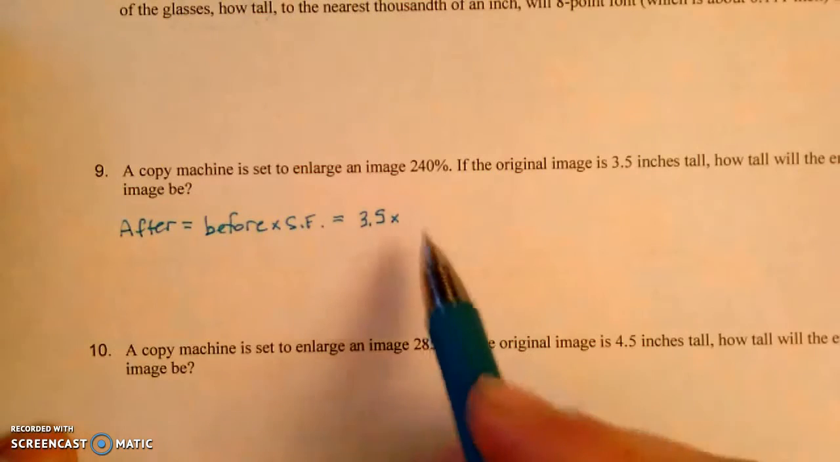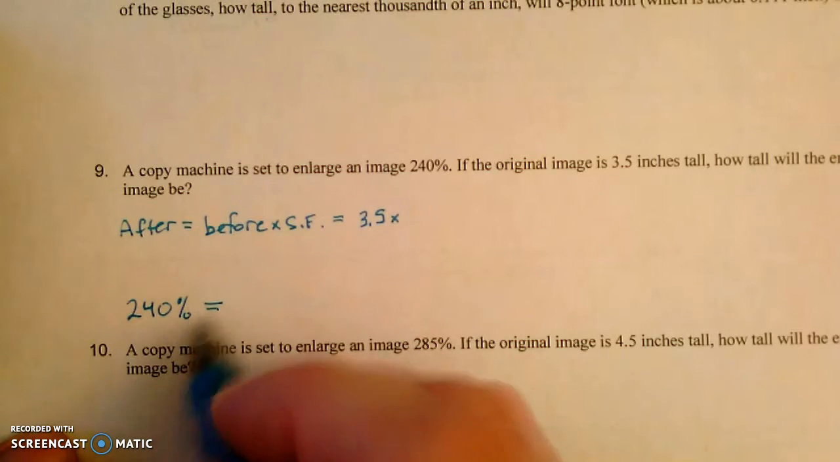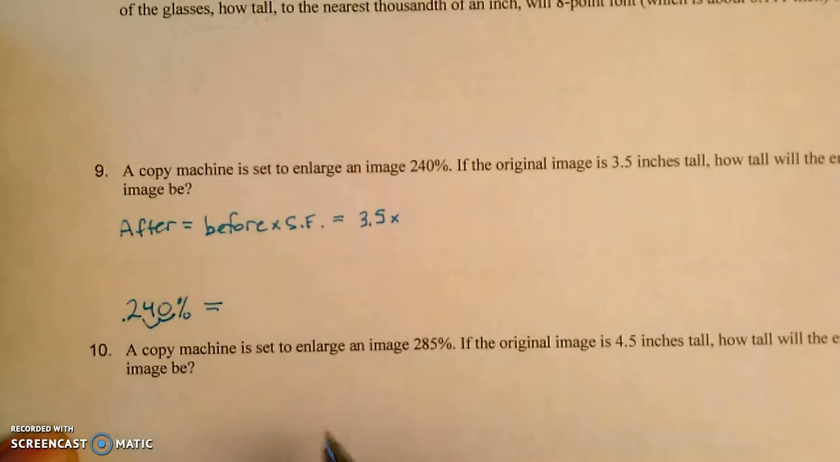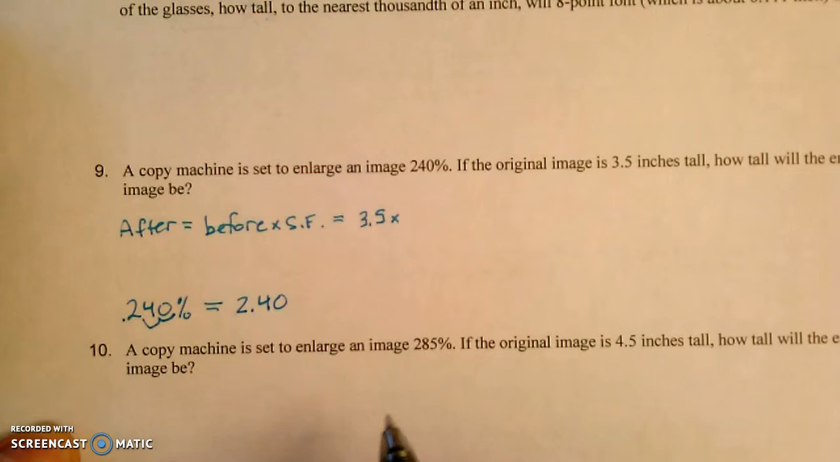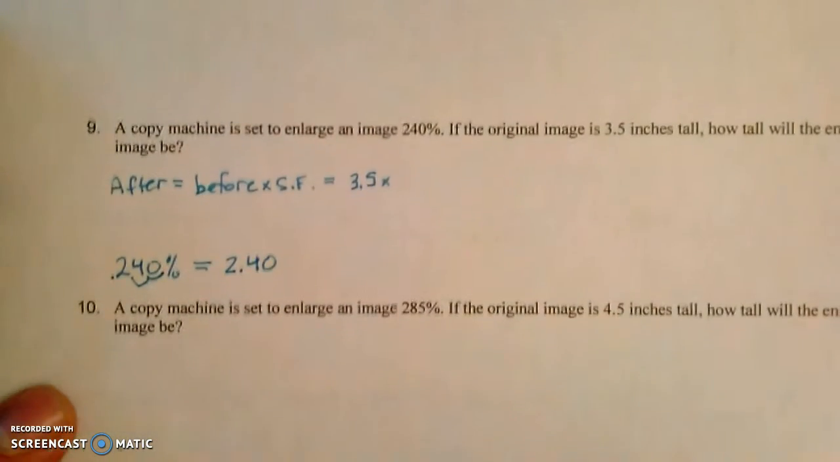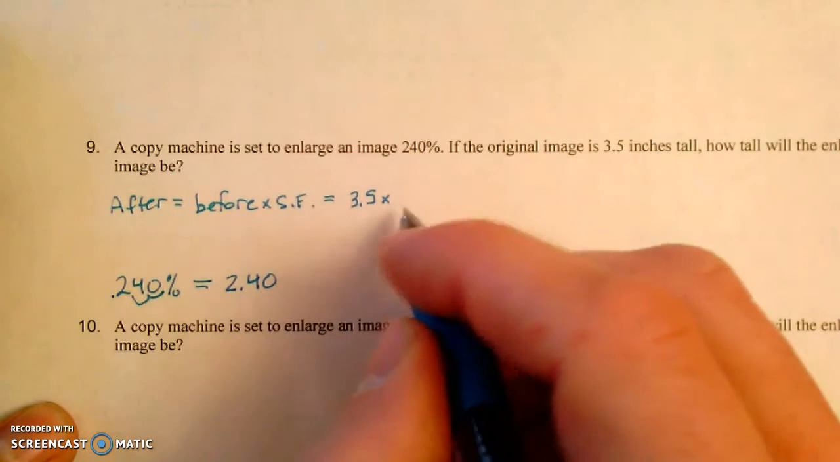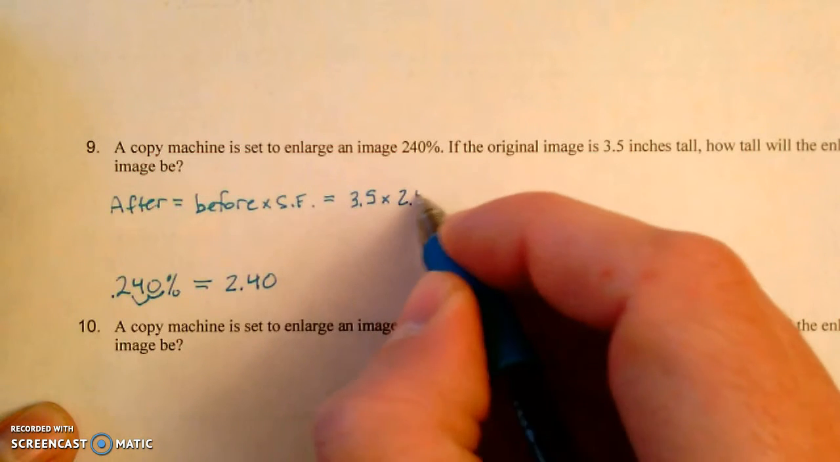We need to turn that into a decimal. And 240% equals, we take our decimal point and we move it 2 spaces over to get 2.40 is our scale factor. Okay. Down here, for example, the scale factor would be 2.85. This one here, 2.19, and so on. 2.40. So our 3.5 inches is our original size, our before size. Our scale factor is 2.4.